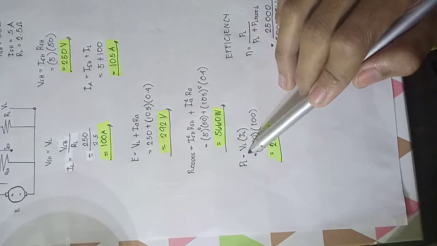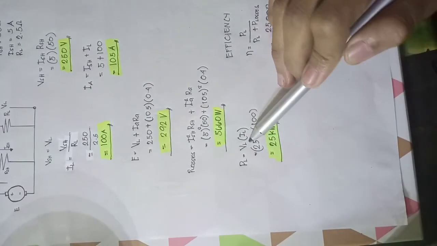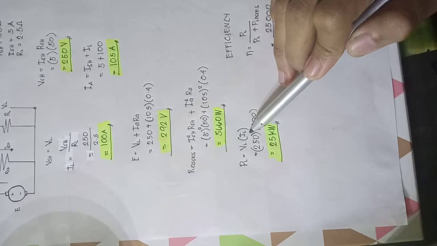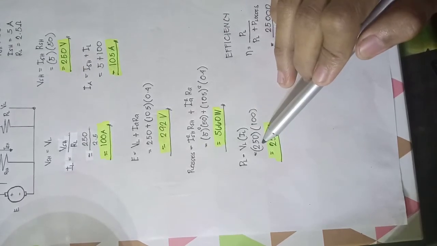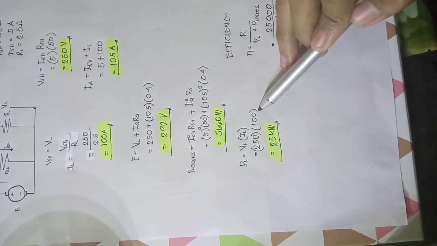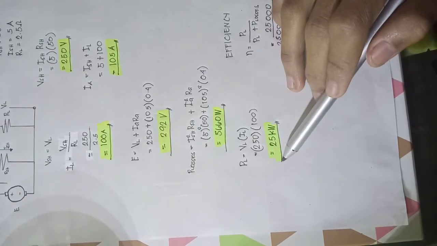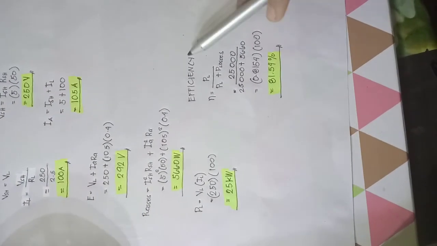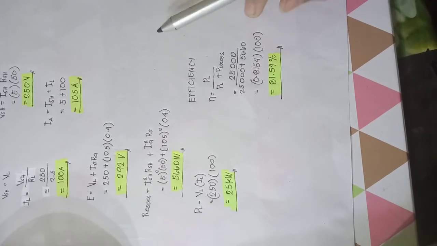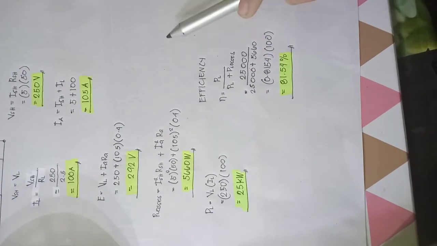Since we need to get the power of the load to get the efficiency, the power of the load is equal to the voltage of the load multiplied by the current of the load. So we have 250 times 100, and now we have the power of the load, which is 25 kilowatts. So we need to get the efficiency to know how efficient our circuit is.